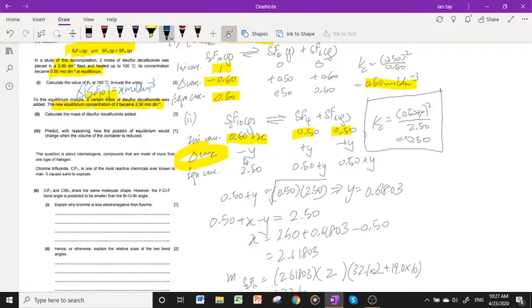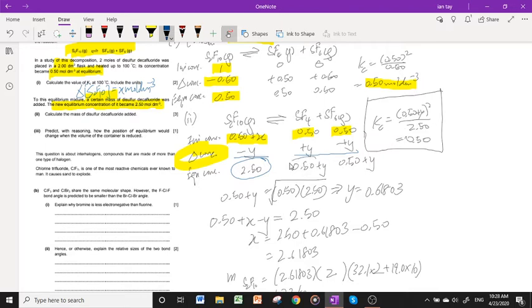So the system equilibrating itself will give rise to a change in concentration of an unknown amount y, and so resulting in the eventual equilibrium concentration of 2.50 for S2F10 and 0.50 plus this unknown y for both SF4 and SF6. So now we know that it's at the same temperature, so the Kc will be the same.